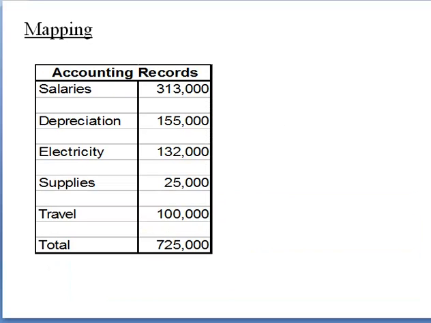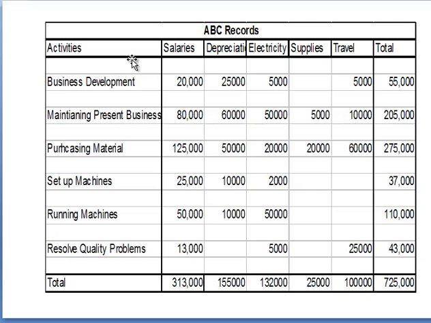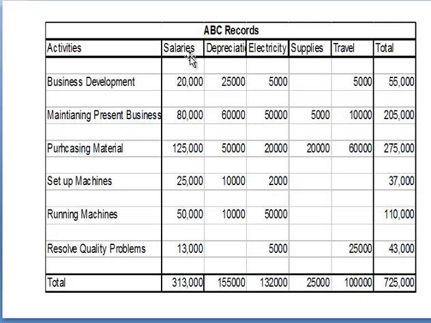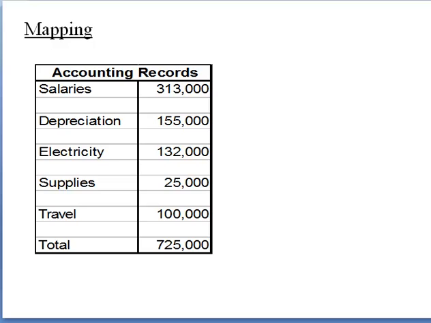Let us take an example to show that. For example, this is information from financial accounting, and the total is 725,000. This you see in the income statement. But in activity-based costing, I'll try to map those expenses, salary, depreciation, electricity, over the activities. The total is the same, but the way I see the expenses is not on the basis of expenses alone, but also on the basis of the activities. So if I want to know out of 725,000 how much is spent on purchasing material, I can see that, which is not visible in normal accounting.